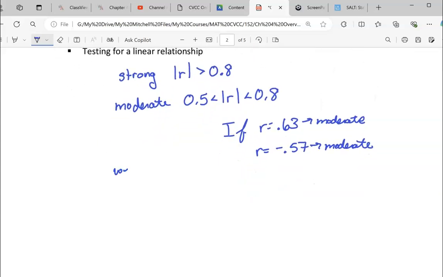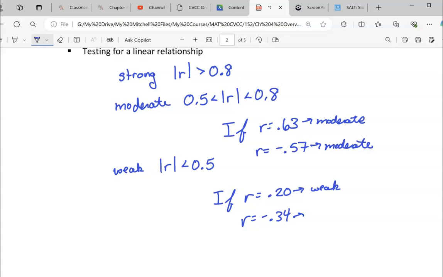And then we're going to say that we have a pretty weak correlation if the absolute value of R is less than 0.5. So if we have R is equal to 0.20, we're going to say it's weak. Or if we get R is equal to negative 0.34, again, we're going to say this is weak because that absolute value is less than 0.5.